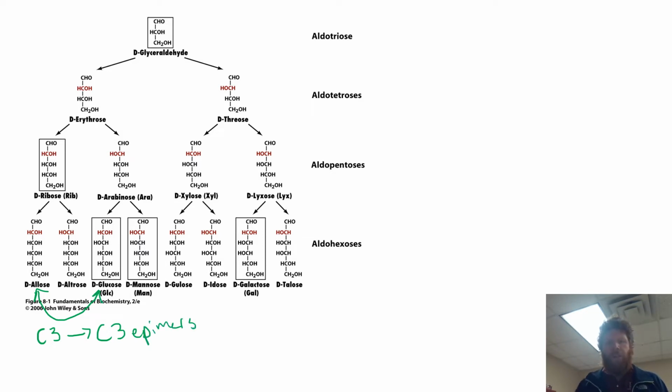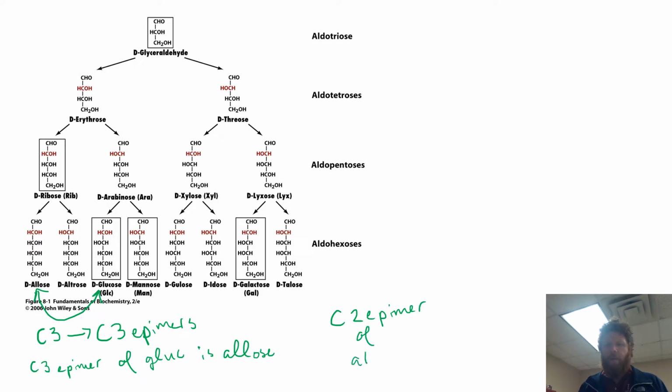Okay, so one of the questions that I like to ask is kind of a stepwise question. It's sort of a progression. So if we want to go from allose to mannose, how can we describe that? Well, we could say that the C3 epimer of glucose, and I shorten that to gluc, but glucose, is allose. And from there, what we could also say is the C2 epimer of allose is mannose.